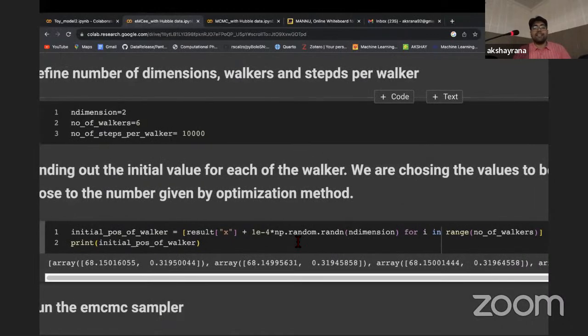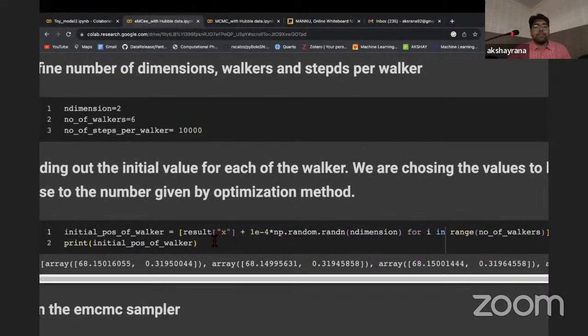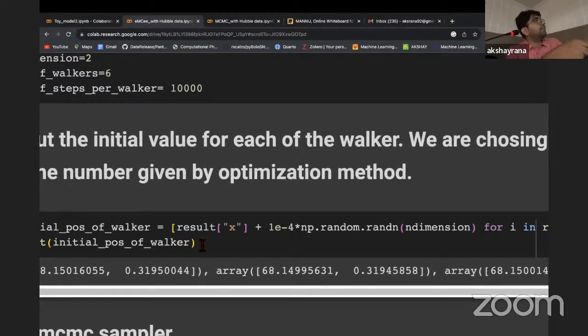Oh, so see what we are doing. Result X is nothing but the random values coming from the chi-square. Then you are adding some error to it, because you don't want all 6 workers to stand on one point, and you don't want to move them separately.